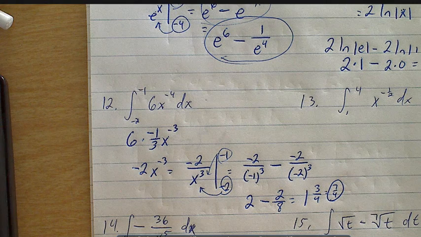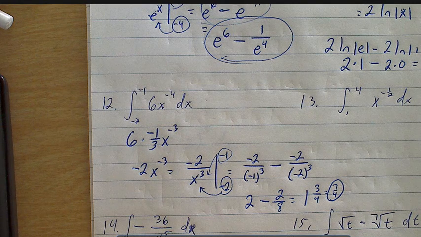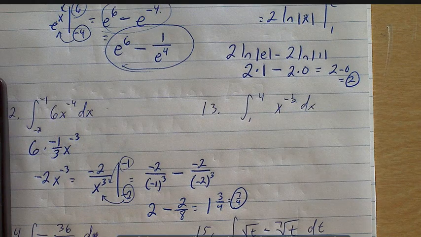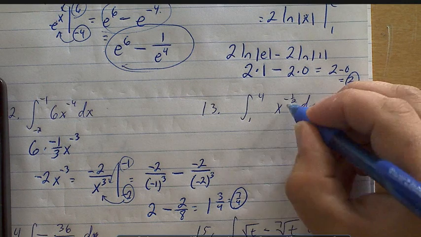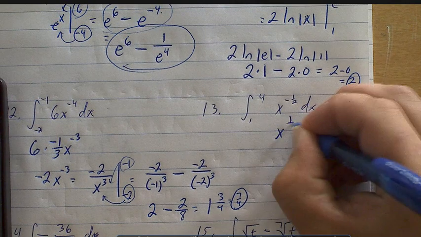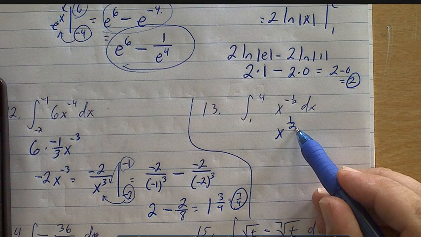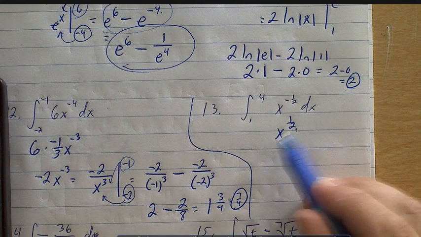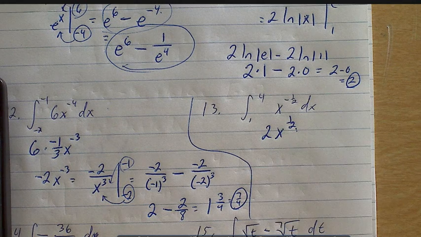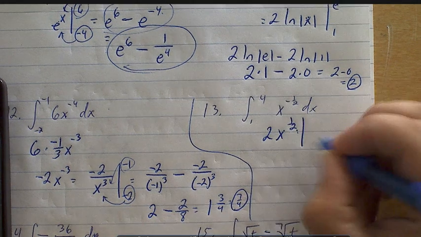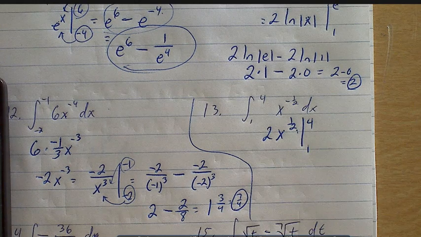Okay, number 13, the integral from 1 to 4 of x to the -1/2. Add 1 to the exponent, and then take the reciprocal, and that's going to be your coefficient. So our antiderivative is 2x to the 1/2, evaluated from 1 to 4. So this is the same thing as 2 times the square root of x evaluated from 1 to 4.